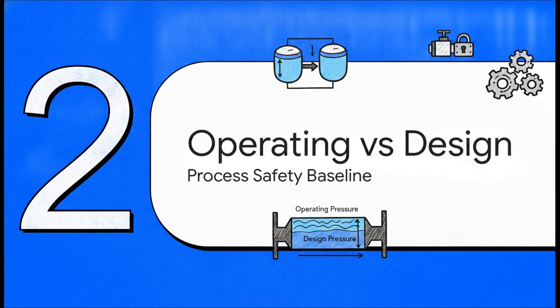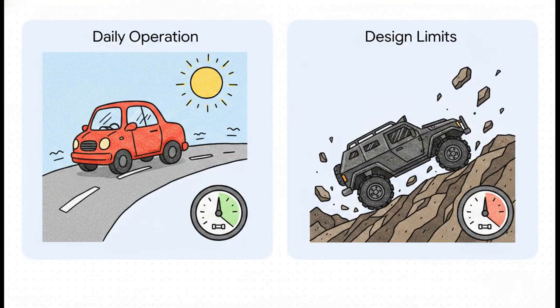Section 2. Operating vs. design pressure. This is our process safety baseline. We need to deliberately contrast operating pressure with design pressure. Now, while this might seem elementary, confusing these two parameters trips up a lot of fresh engineering graduates during their very first P&ID reviews. Think of it like automotive capability.